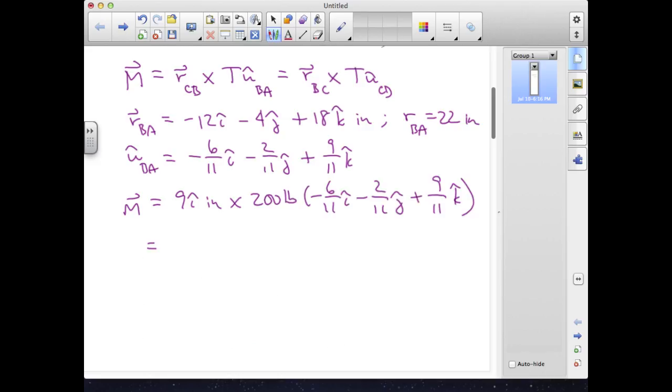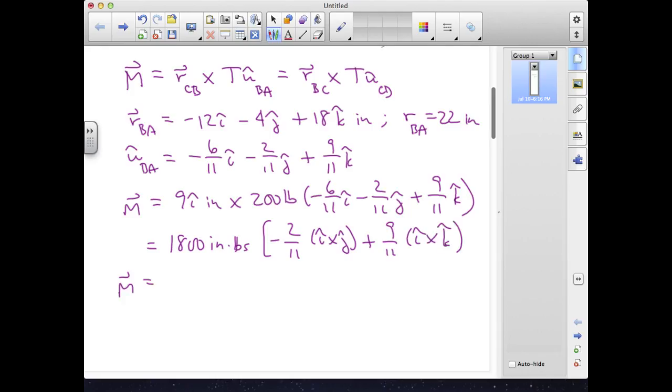Only the second and third terms survive, so we have 1,800 inch-pounds on minus 2/11 I cross J plus 9/11 I cross K. I cross J is plus K, and I cross K is minus J, and the net result is minus 1473 J minus 327.3 K inch-pounds.